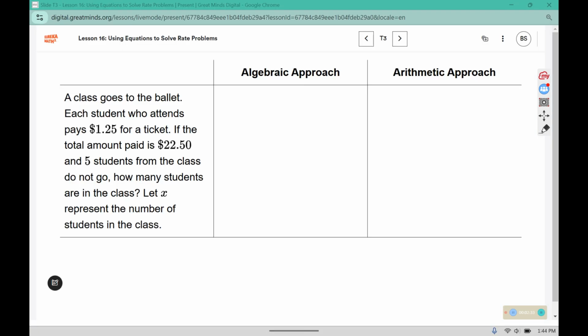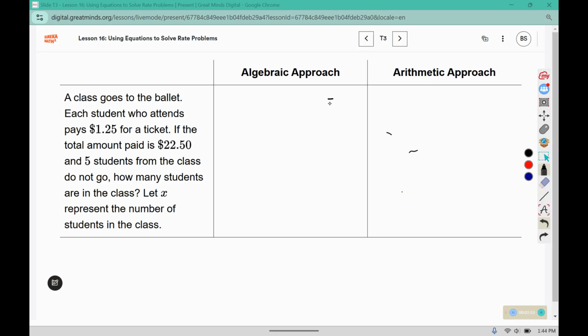This first one says a class goes to the ballet. Each student who attends pays $1.25 for a ticket. If the total amount paid is $22.50 and 5 students from the class do not go, how many students are in the class? Let X represent the number of students in the class.